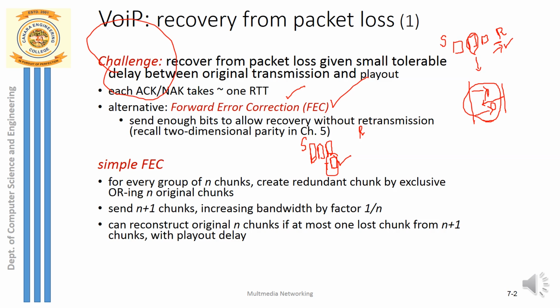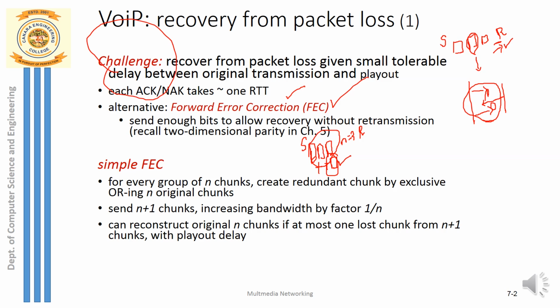Here the sender, rather than sending one chunk, sends a group of chunks together. Suppose I take the group size as n, and since I'm sending 3 chunks together, let me take the group size as 3. Along with those 3 chunks that the sender is sending, he will add one more, a fourth chunk, and that fourth chunk is nothing but the redundant chunk.